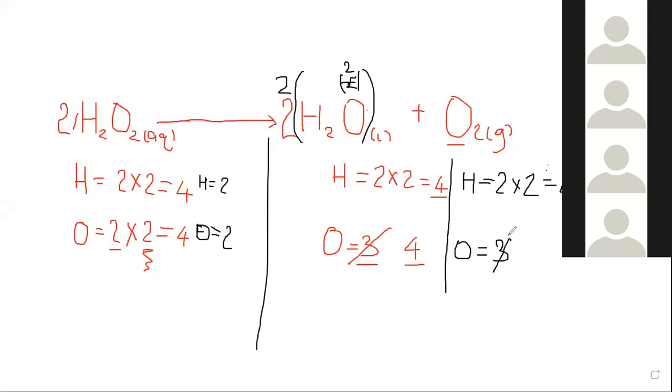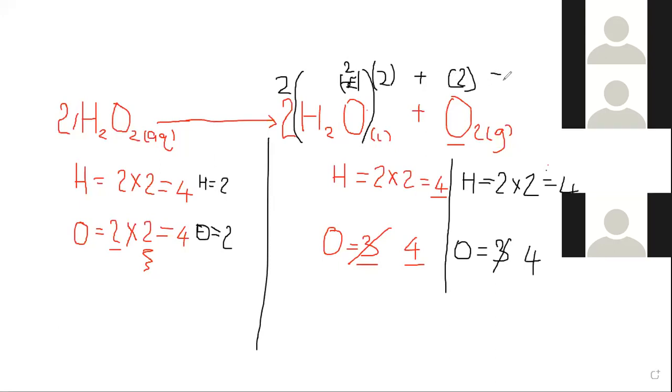Now, since there are two in the water molecule, plus these two oxygen atoms, on the product side we have four hydrogen atoms and four oxygen atoms. So we go to the reactant side. We have two hydrogen atoms and two oxygen atoms. So we put two before hydrogen, in front of hydrogen.